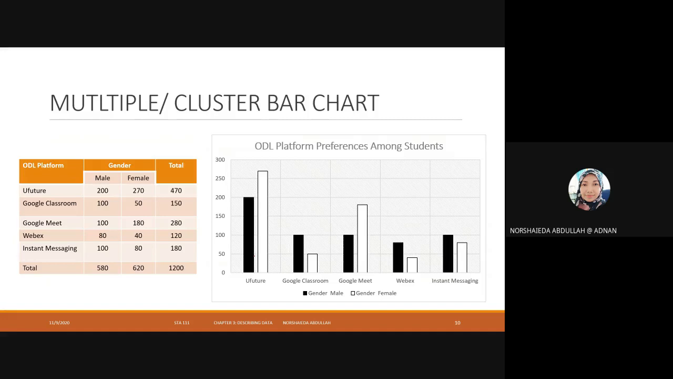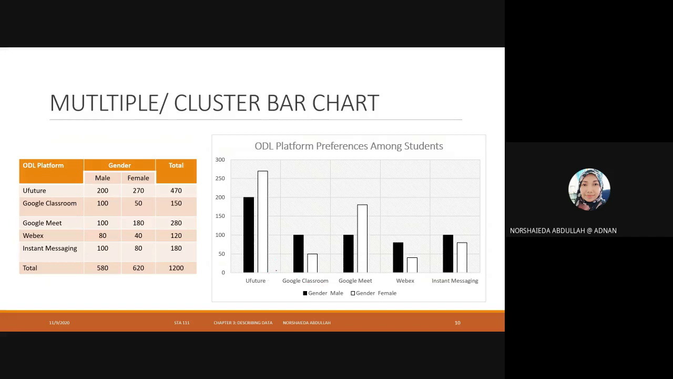So this bar chart we use to present a contingency table. Okay. So sama juga macam tadi, you can do a horizontal or vertical bar chart, boleh. So kalau vertical, frequency is at Y. Okay. The category is at X, or the variable is at X.